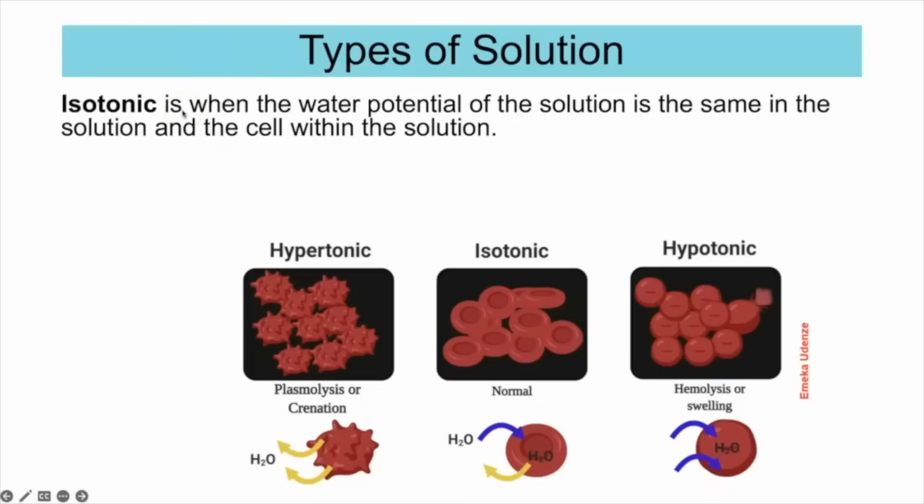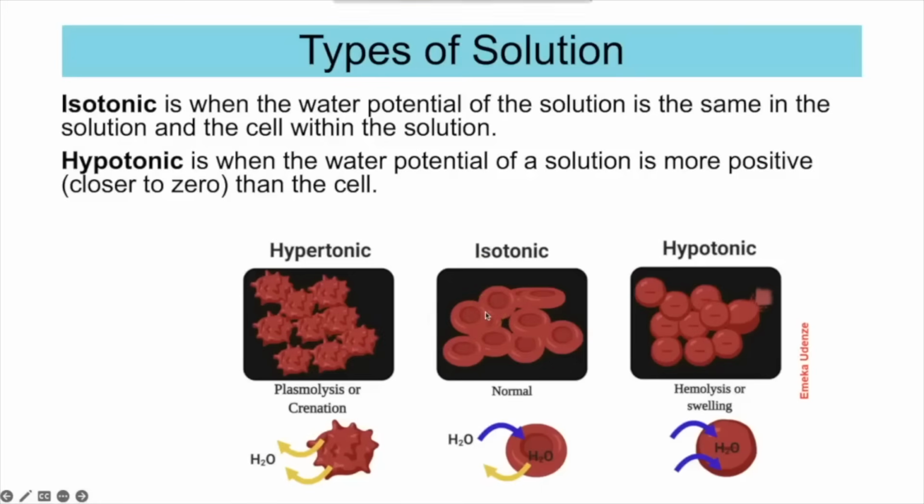An isotonic solution is when the water potential of the solution is the same in the solution and the cell. And because there is no water potential gradient, there'd be no net movement of water in or out of a cell. And in an animal cell, we can see here a red blood cell as an example, that has no impact on the overall size or shape of the cell.